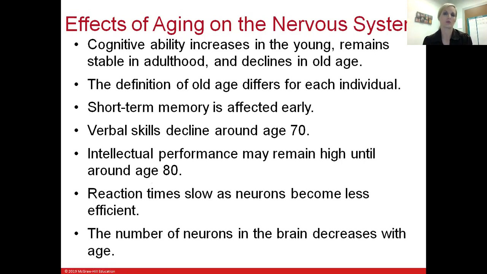Short-term memory is affected pretty early. Verbal skills will start to decline around age 70. Intellectual performance may remain high until the age of 80. Reaction times will start to slow as our neurons become less efficient, and the number of neurons in the brain is actually going to decrease with age.